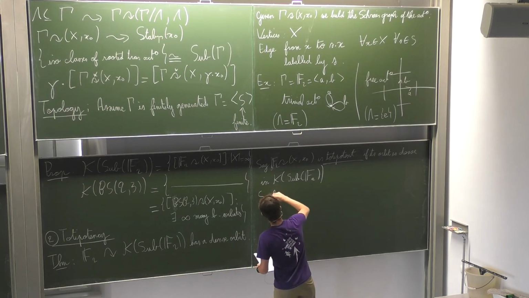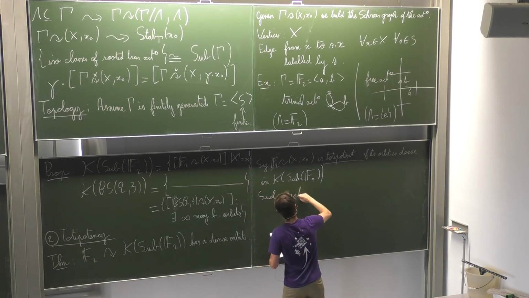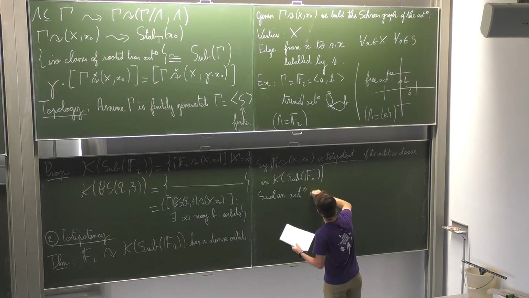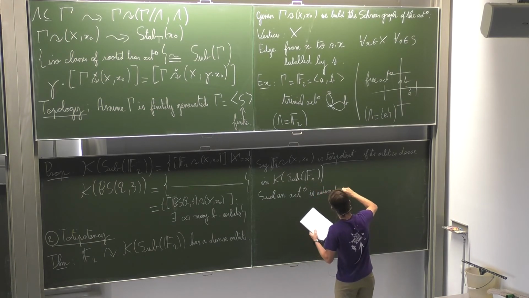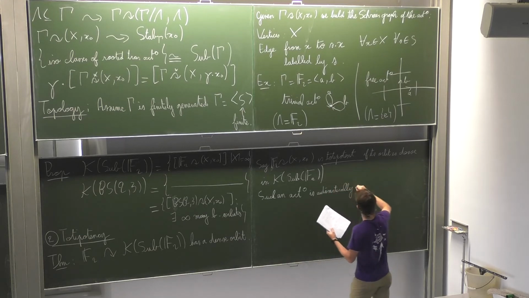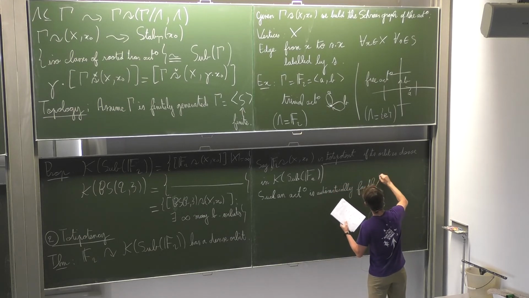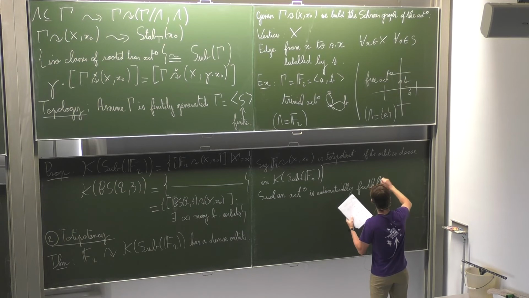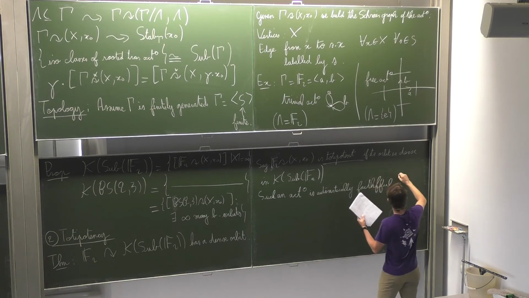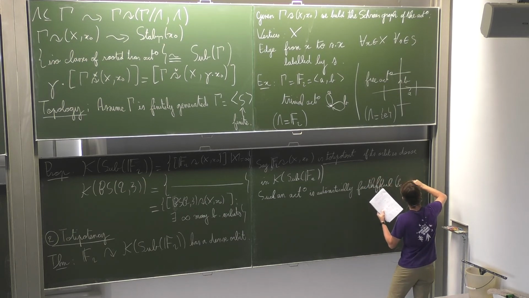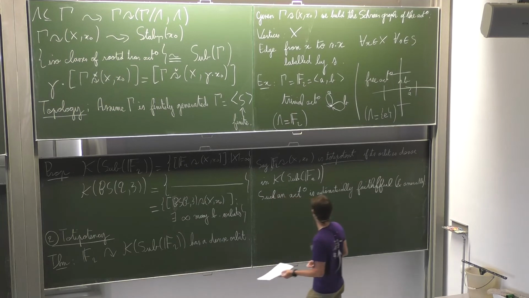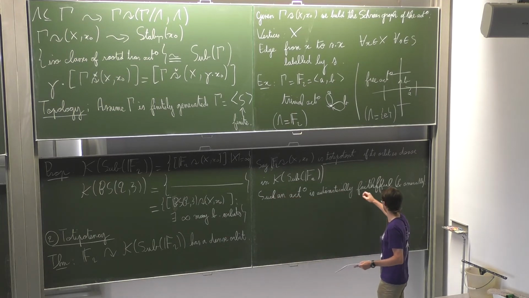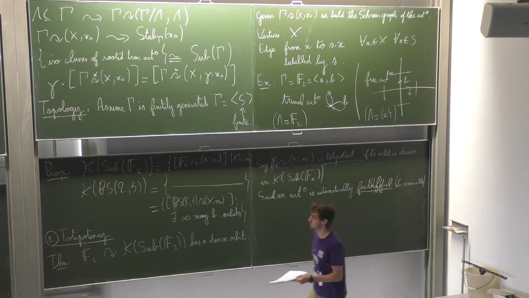For instance, such an action is automatically faithful. And let me just mention this: it's also automatically amenable in the sense that it has arbitrarily large, almost invariant sets. But really, I just want to explain here this faithfulness.